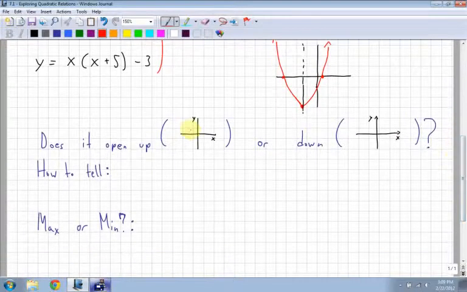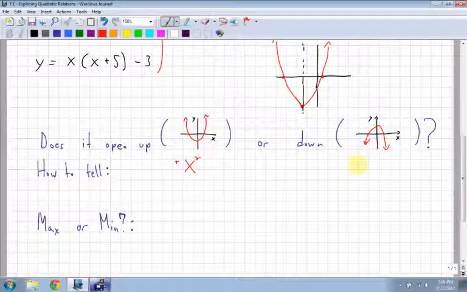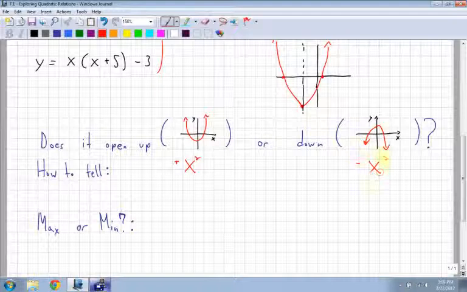So, does it open up, which is like this, or down, which is like this? And how do you tell? Well, if it opens up, it's got a positive x squared value. If it opens down, it's got a negative x squared value, so a negative sign in front of the x squared.